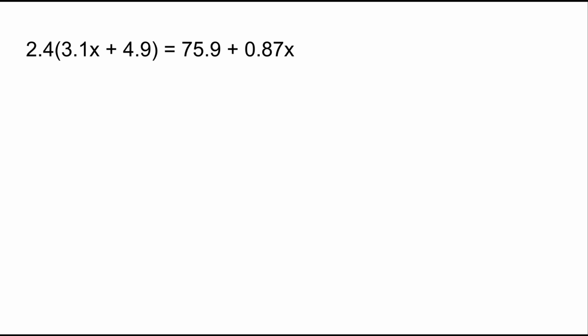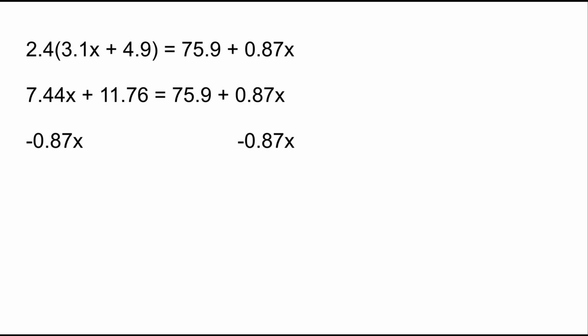Okay, decimals. I would definitely use your calculator for this one so you don't end up making a little bitty mistake. So we are going to say 2.4 times 3.1, x. 2.4 times 4.9. We're going to write that down. And now we need to combine our like terms. Let's start with our x's, with the variables. So we're going to subtract 0.87x on both sides, and we get 6.57x plus 11.76 equals 75.9.